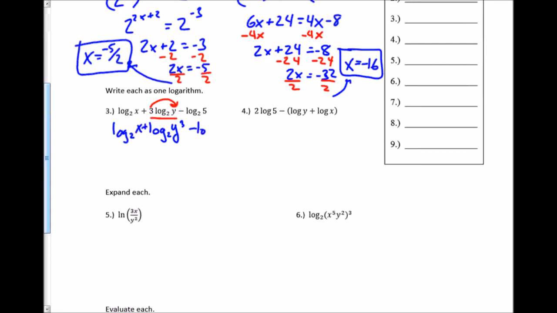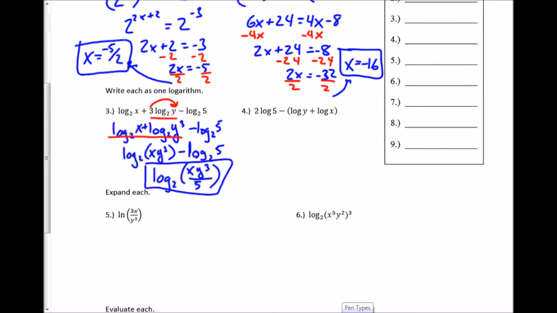And now between the addition and subtraction, I just work left to right. So I'm going to take care of this addition that's right here. And I can combine that into one logarithm of the two things being multiplied. So it becomes xy to the third. And now this last piece, I have 2 logarithms being subtracted, which means I can rewrite it as one logarithm of the two things being divided. So it becomes xy cubed over 5. Okay, so I rewrite it as one logarithm of the two things being divided. And that's it.